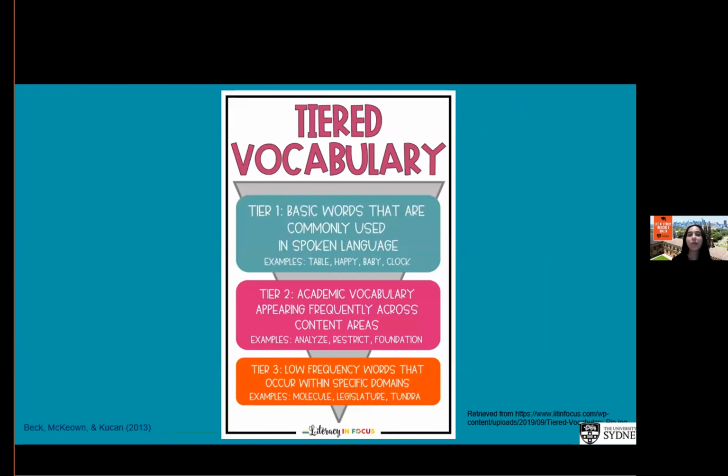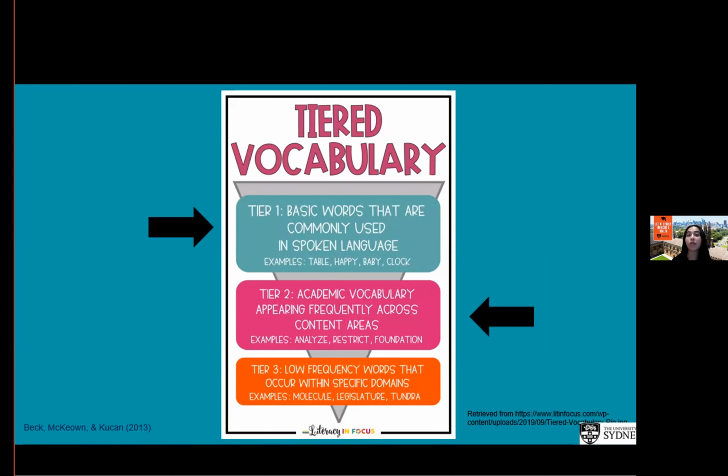So how do we decide which vocabulary to teach? Vocabulary can be categorized into 3 tiers of words. Tier 1 vocabulary are general, concrete words that are used in everyday speech, such as table, happy, or baby. Children are naturally exposed to these words and hear them throughout daily conversations, so they usually learn them without needing extra support.